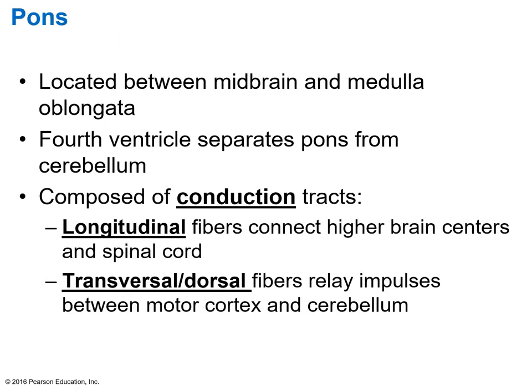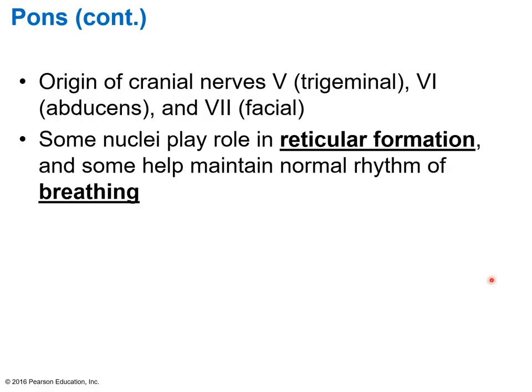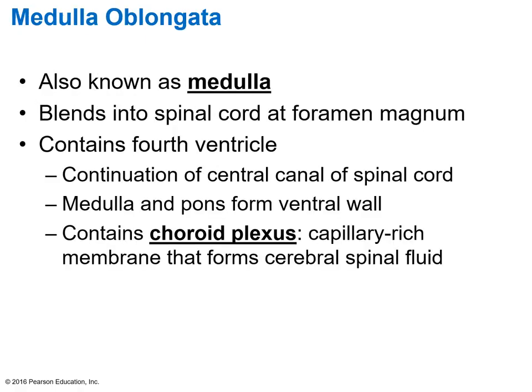The pons. The fourth ventricle separates the pons from the cerebellum. You have longitudinal fibers running through the pons that connect higher brain centers with the spinal cord, and then the transverse or dorsal fibers are relaying over to the cerebellum. This is where additional cranial nerves, 5, 6, and 7, start at the pons. But we'll look at those later. The pons also plays a role in helping with your normal rhythm of breathing.